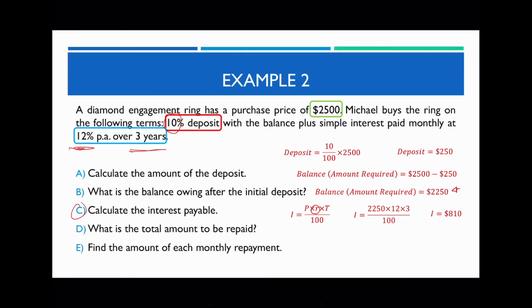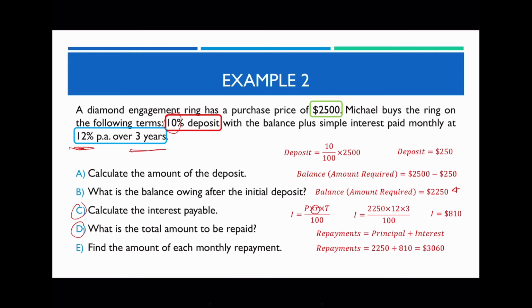Now for part D, it reads, what is the total amount you need to repay, total amount to be repaid? So remember, your repayments is going to be equal to the balance or the principal. So that's going to be $2,250 plus the interest charge on top of that. So if you add these two values together, then you're going to get an answer of $3,060. So that's the answer for part D.